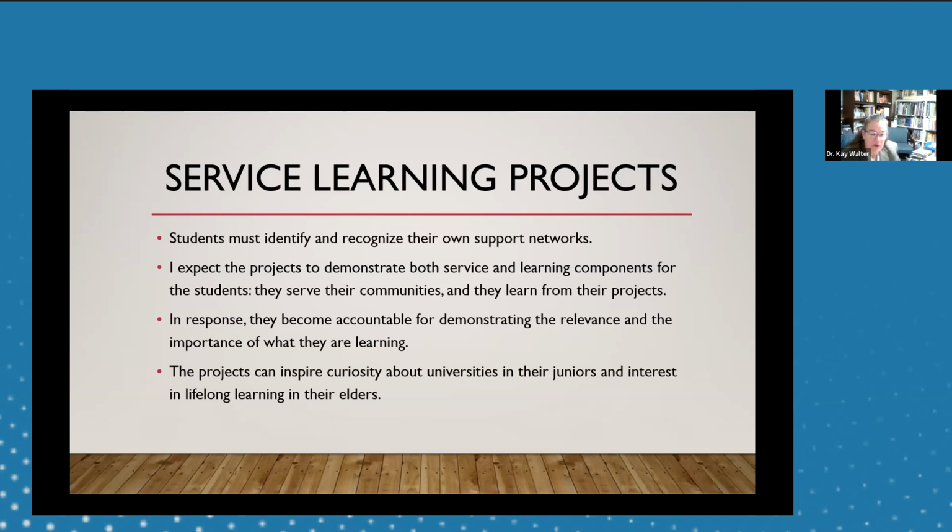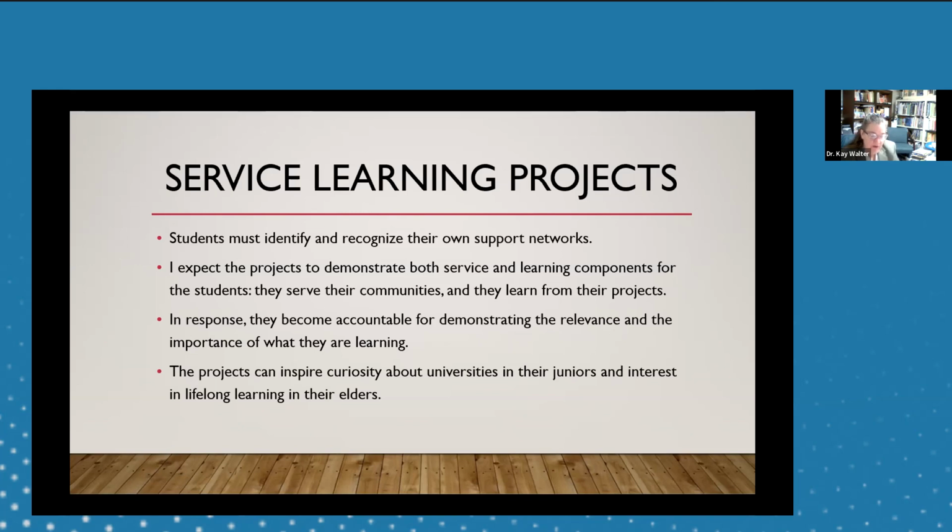And in this service learning project, I ask my students to recognize and identify their own support networks. Who helped them get to college? Who's invested in their success? I expect their projects to demonstrate both service and learning components for my students. They can't just serve their communities. They have to be able to articulate that they've learned something. And in response to my project, I hope they become accountable for demonstrating the relevance of what they're learning and its importance.